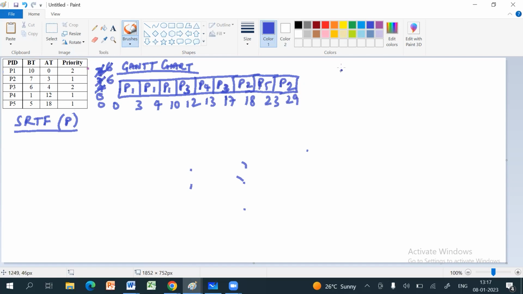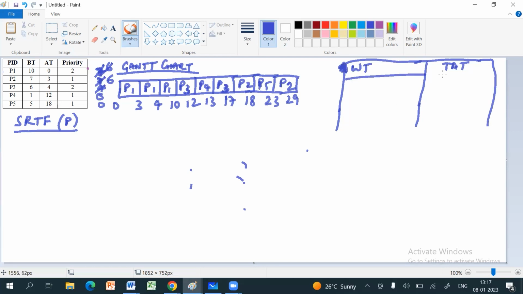Okay, now as per this, again compute your wait time and turnaround time for each of these processes. Like I said, you can first compute your turnaround time and then come back to your wait time. Turnaround time is simply completion time minus the arrival time, right?